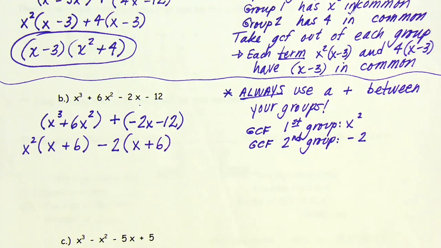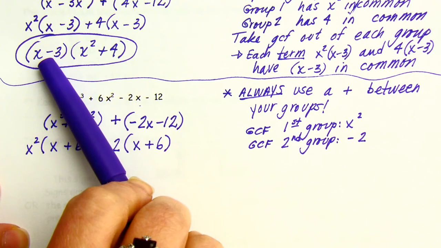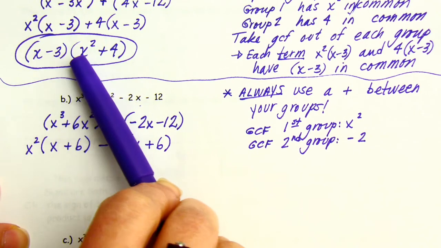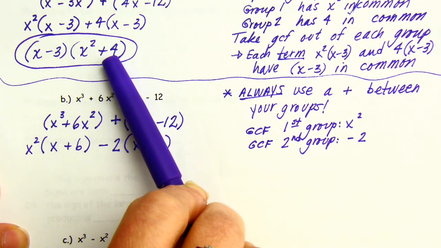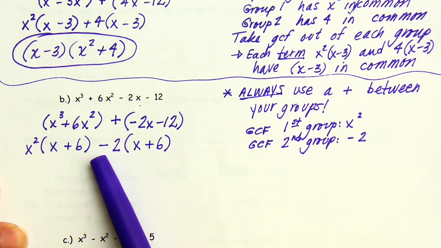Notice I'm not finished factoring yet because I don't have a product of terms. Like up here in the last example, I have an x minus 3 multiplied with an x squared plus 4. Those quantities. That's a product of terms. This is not. You're separated by subtraction, so you got to keep going.